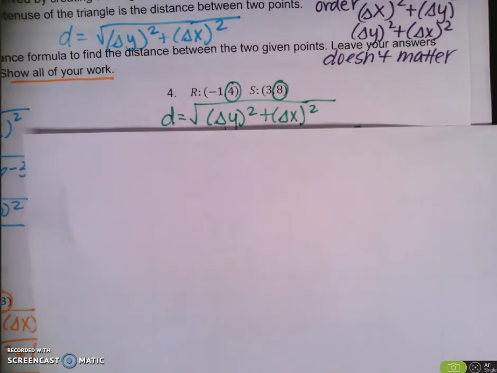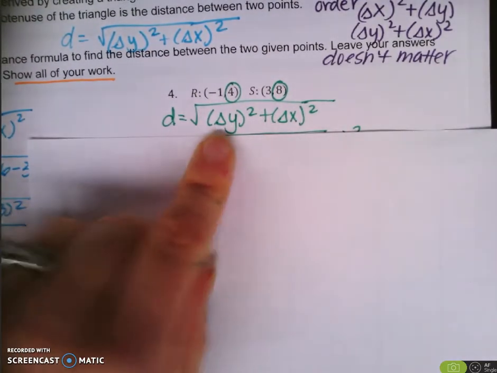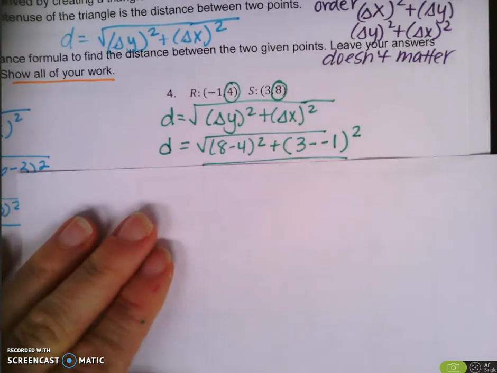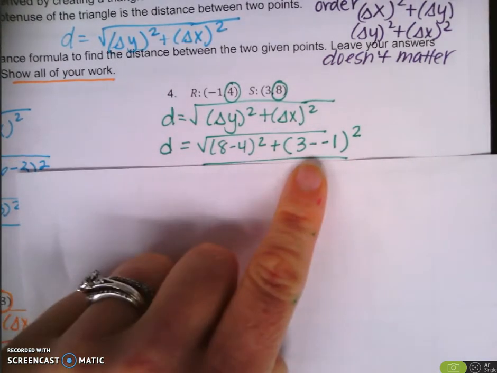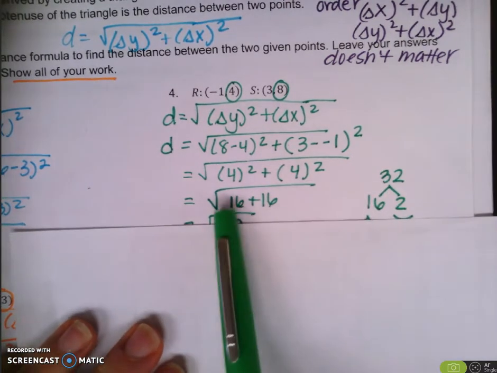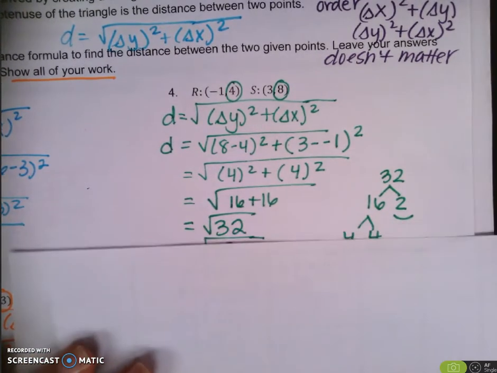Okay, let's see how we did on number 4. First thing I did was I wrote the equation. Distance is the square root of the change in y squared plus the change in x squared. I decided to do 8 minus 4 and 3 minus negative 1. Either way, when you squared, you ended up with 16 plus 16 under your radical. So I got radical 32.